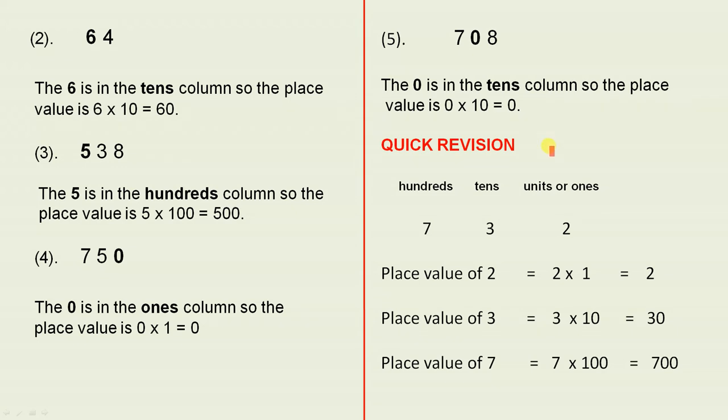So here's a very quick revision to finish off. We have three numbers here, 732, one digit, and another digit. The units or the ones column, the tens column, and the hundreds column. The place value of the 2 equals 2 times 1, which is 2. The place value of the 3 is 3 times 10, which is 30. And the place value of 7 is 7 times 100, which is 700. So this video has given you a simple introduction to place value. And we've looked at the units column, the tens column, and the hundreds column.